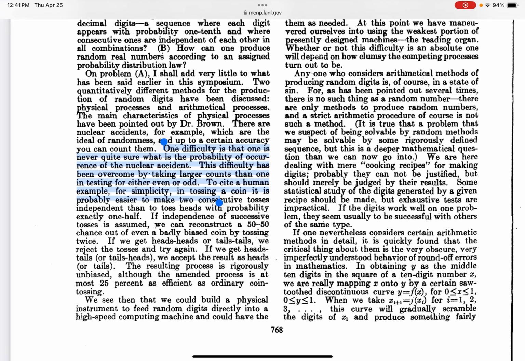To cite a human example, in tossing a coin, is it probably easier to make two consecutive tosses independent than to toss? Okay, so he's just going through the probabilistic aspect of this, and he's saying it in a higher level language than what I'm trying to communicate in this video. If we read here, it says, if independence of successive tosses is assumed. So in our coin, we're assuming that when I toss it once, it has no bearing on the next tossing, which is this independence of successive tosses.